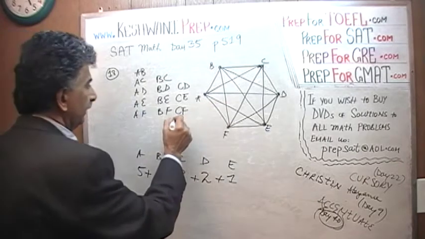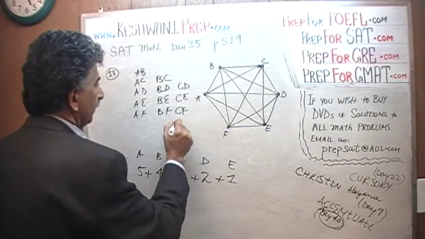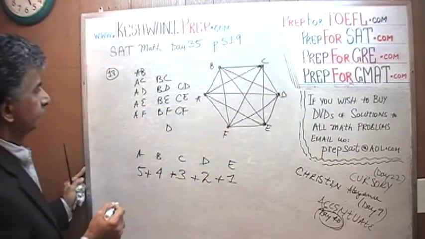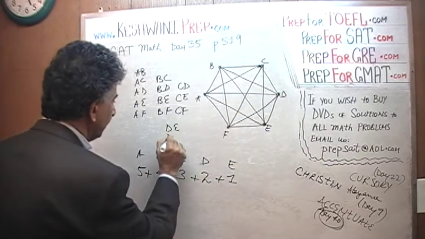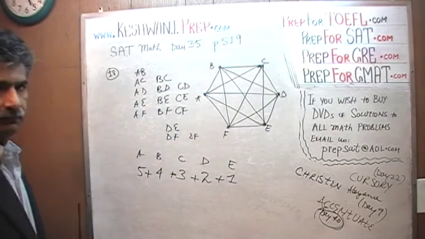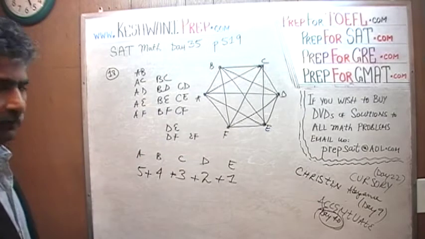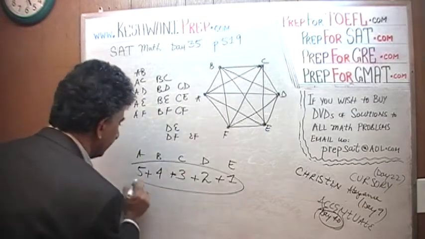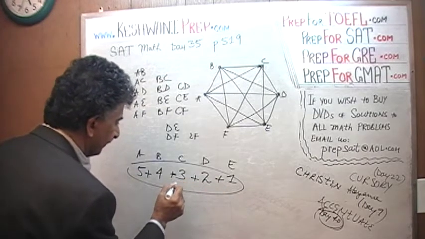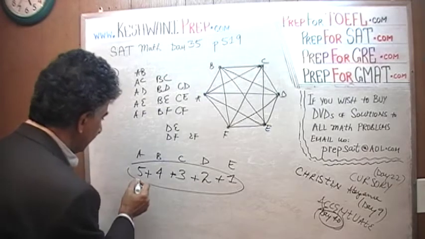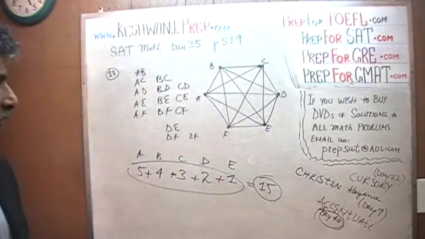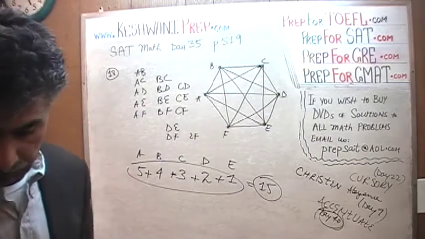So starting from D, we had D to E and D to F. And finally, we had E to F. That's it. I don't have the room to continue there, but that's it. That's your answer. 5 plus 4 plus 3 plus 2 plus 1. 2 plus 1 is 3, 3 plus 3 is 6, 6 plus 4 is 10, 10 plus 5 is 15. That's it. And there are all the lines. The answer is 15.